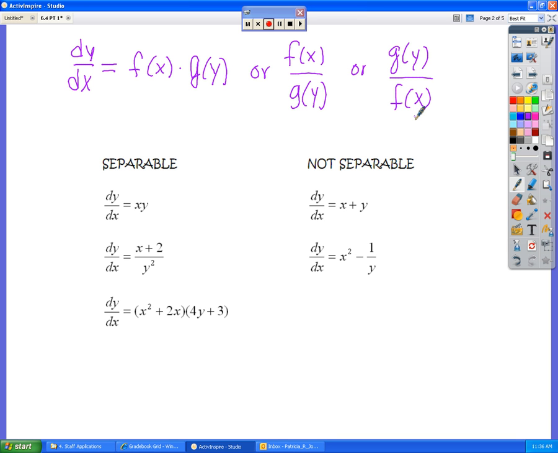So if you look here, these are separable because it's x times y. This is separable because it's x divided by y. And this is separable because it's x times y. These are not separable because this is a sum. This is not separable because this is a subtraction. And the rule about separable is you can only move terms by multiplying or dividing. So, moving on, let's do some examples.